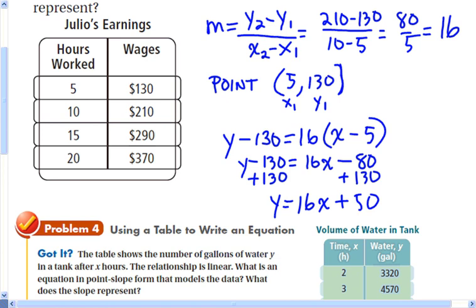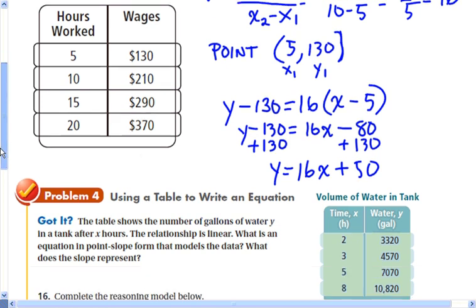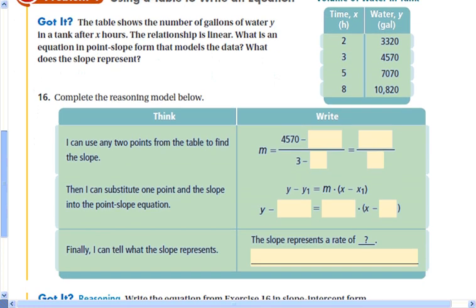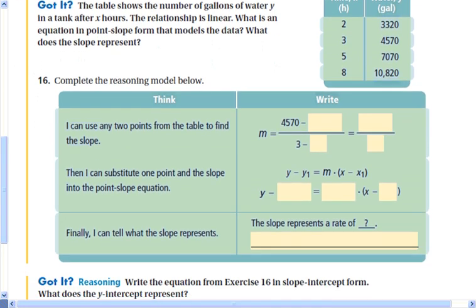All right. Go ahead, you try it. Pause if you want. See if you can do it.